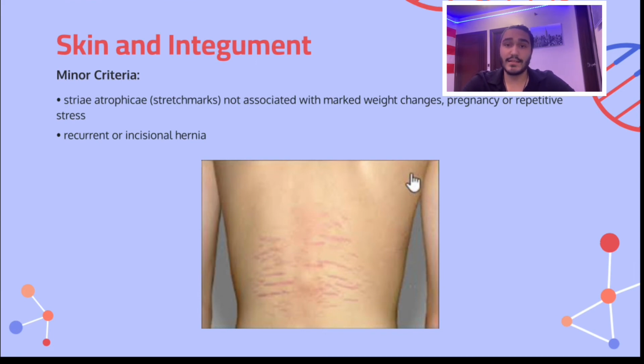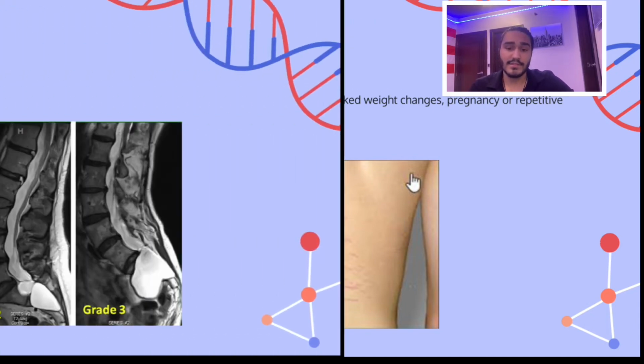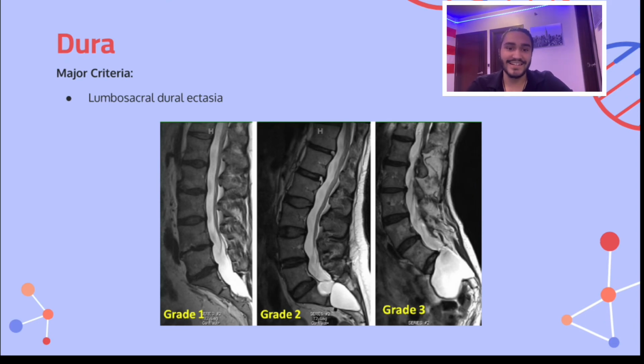Minor criteria for skin and integument are going to be stretch marks, and they're not associated with marked weight changes or pregnancy or repetitive stress, and also recurrent or incisional hernia. Dura. This is going to be a painful sign and symptom. It is going to be lumbosacral dural ectasia, which refers to a ballooning or widening of the dural sac, which can result in posterior vertebral scalloping and is associated with herniation of the nerve root sleeves. Grade 1, we can see a little bit of that lumbosacral dural ectasia.